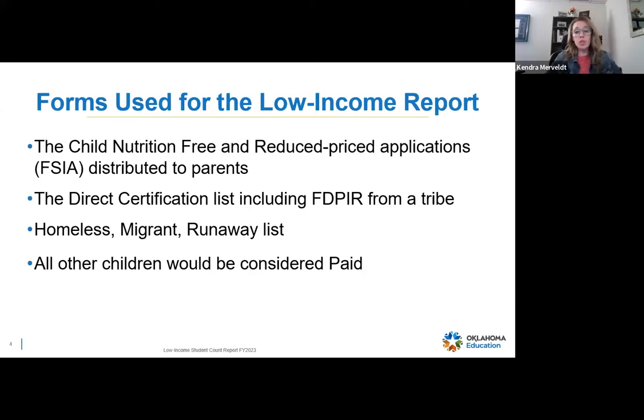Now, forms that can be used to be on the low income report. If you have a site that is standard counting and claiming, then it is the application that you send out every year to the parents. Now, I know if you're provision and you're not in a base year, but if you have a site that you got applications, those forms are used for the low income report. If you have a direct certification list, sometimes they're able to get a FITPR list from the tribe. You can use your homeless, migrant, and runaway list, and then all other children are again considered paid.